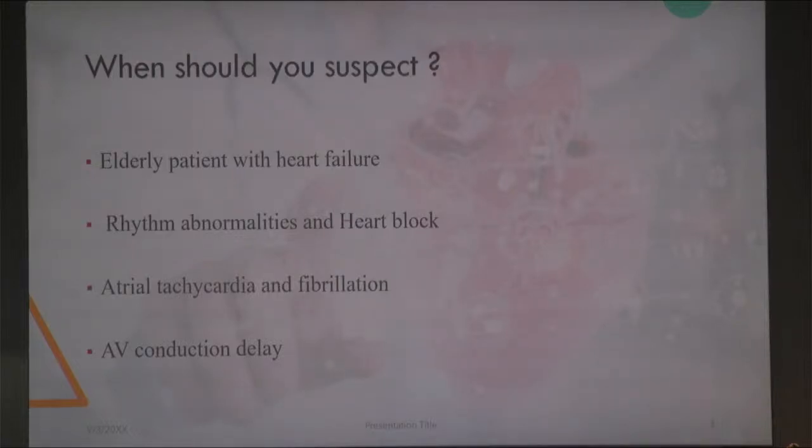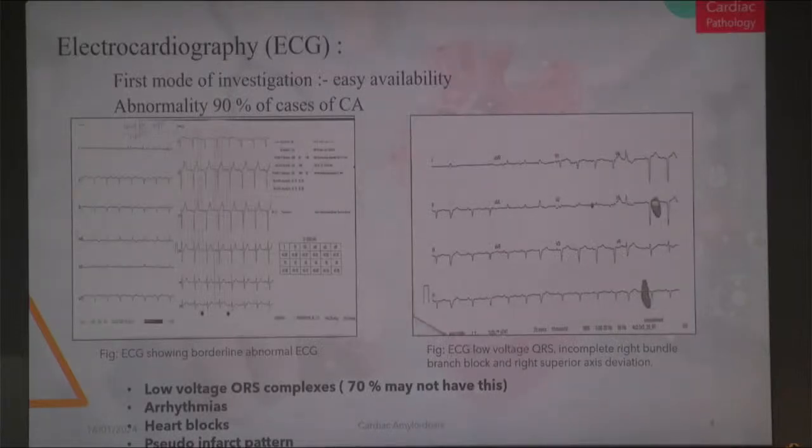So when should you suspect cardiac amyloidosis? Whenever a cardiologist faces an elderly patient with heart failure who has rhythm abnormality, heart blocks, AV conduction delays, tachycardia, atrial tachycardia, fibrillation. Whenever you see a patient with this kind of clinical symptoms, always keep in mind that you might be dealing with cardiac amyloidosis. The next easy step, which we follow at AIIMS and which has been streamlined here, is the first step: to do a non-invasive test, that is ECG.